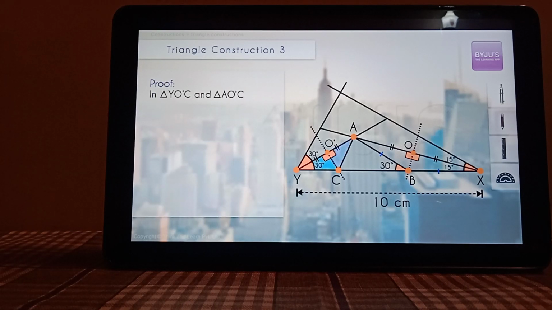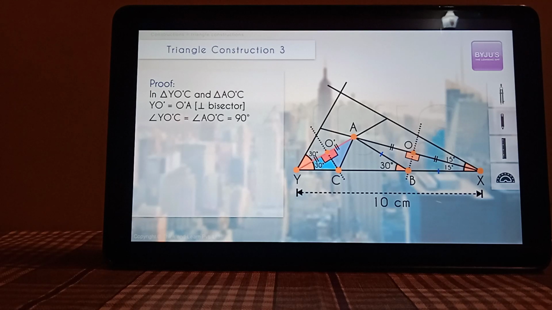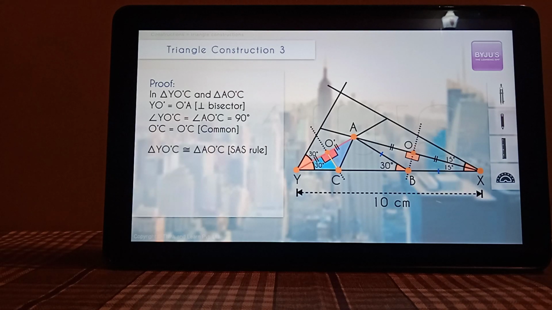Look at these two triangles. Again, they are going to be congruent by SAS test. Perpendicular bisector, so these two sides are equal. These two angles are 90 degrees. Perpendicular bisector, and this is a common side. Correct? So these two triangles are going to be congruent by SAS test.